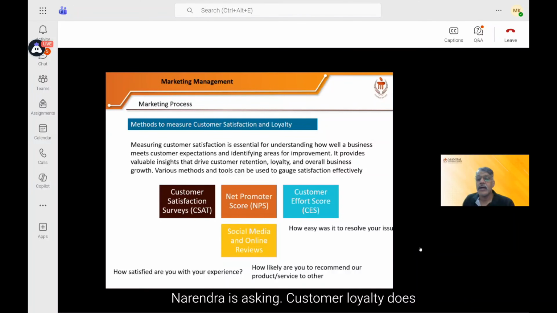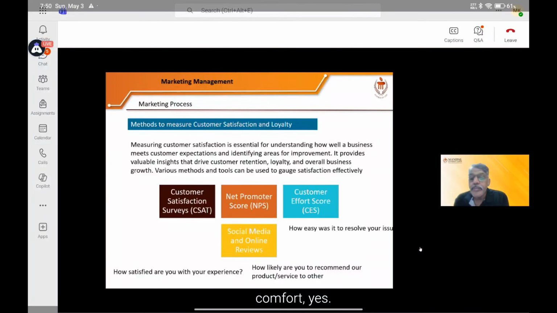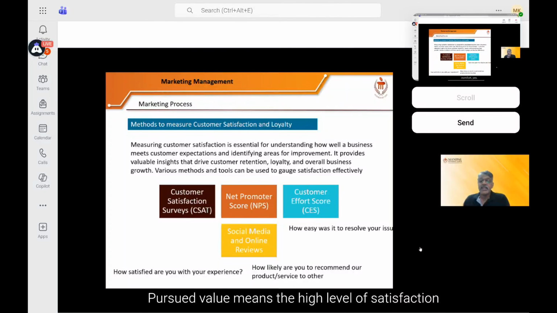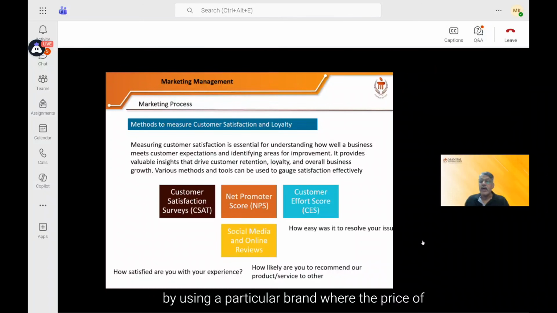Narendra is asking, customer loyalty is not affected by product pricing. It's all about customers' comfort. Yes. Perceived value means the high level of satisfaction by using a particular brand where the price of two or more brands remains the same.